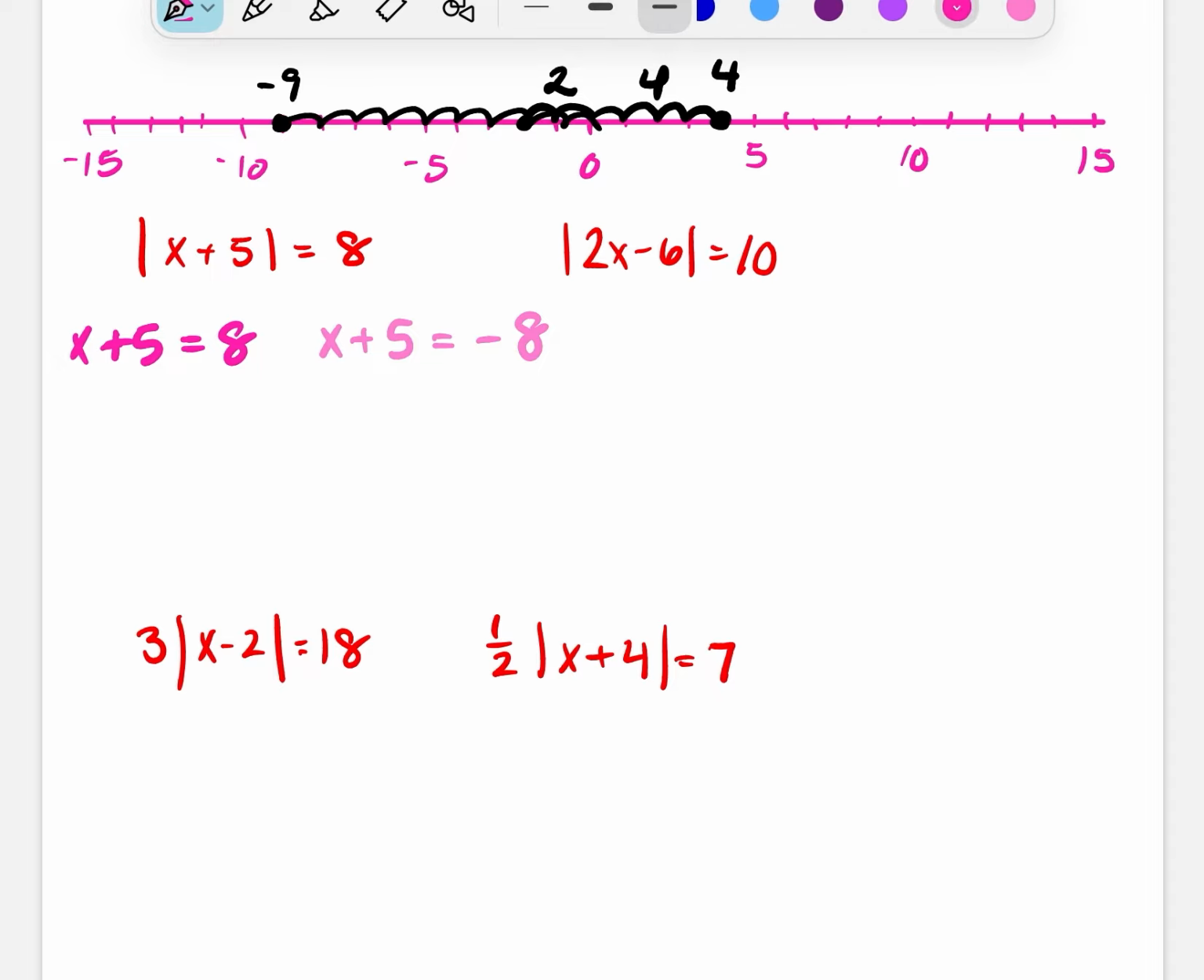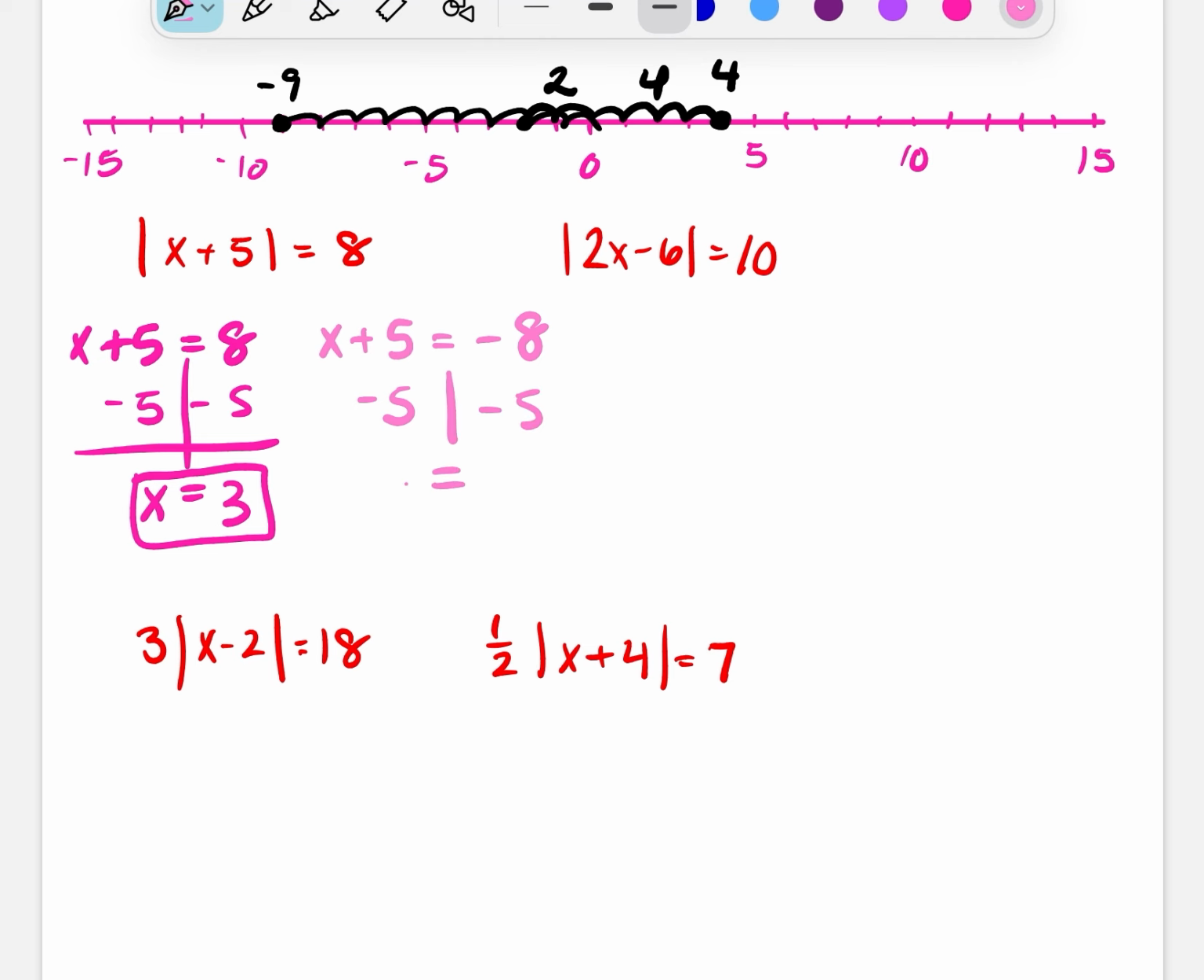So then we just have one-step equations from here. To isolate x, I'm going to subtract 5 on both sides of my equal sign. On the left, I subtracted 5 to isolate, and on the right, I subtracted to balance. So x is equal to 3. The other option, I'm going to subtract 5 again. Whatever I do to one side, I've got to do to the other. Isolate -8 minus 5 is -13. So I have 2 answers here.